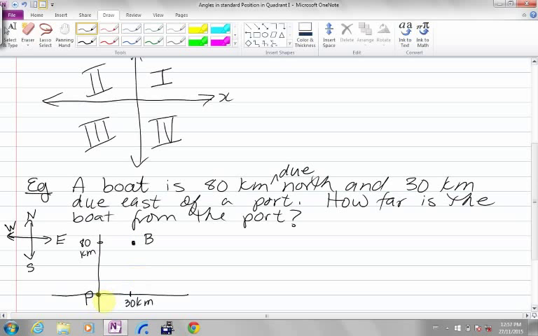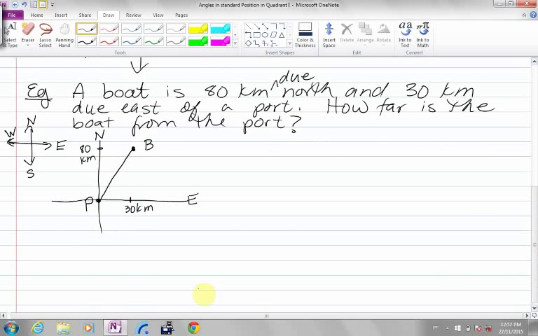And I want to know the distance from the port to the boat. So now I have a picture. It's always easier to do trigonometry or any of this kind of work with a picture. All right, so how can I find the distance from the port to the boat?